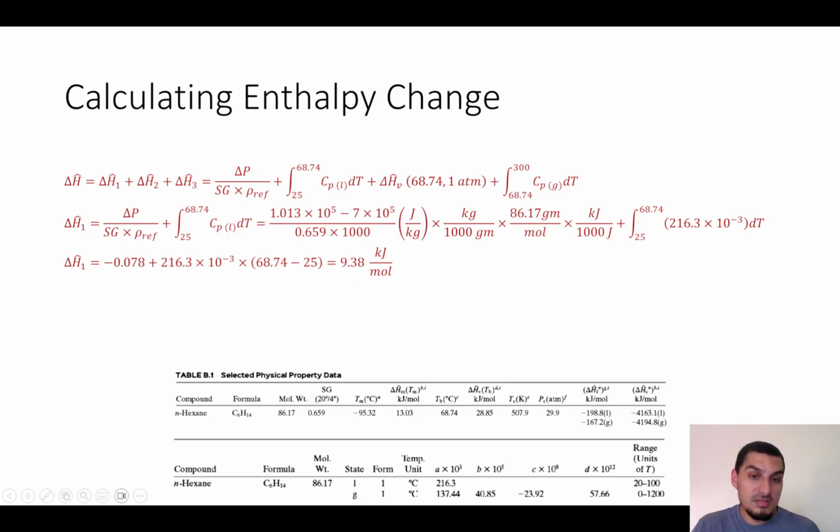So we did this because we need to make sure that the numbers are as accurate as possible. But from a conceptual point of view, this is important. Again, this is one thing that you need to keep in mind, that the effect of pressure is very negligible.